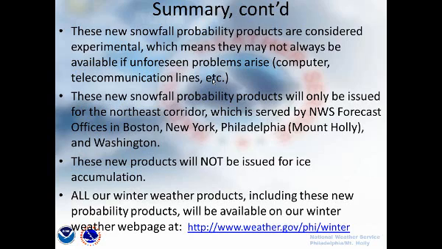These new snowfall probability products will only be issued for the Northeast Corridor in the northeastern part of the United States, which is served by the National Weather Service forecast offices in Boston, New York, Philadelphia, and Washington. These new products will not be issued for ice accumulation. They will only be issued for snow storms, not ice storms.